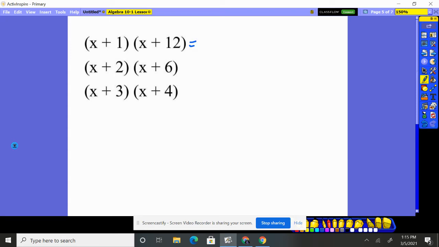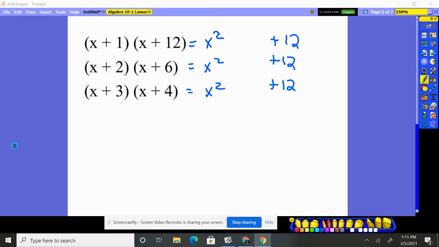Now, if we do this, we're going to get x squared for every one of these when we do these opening parts. When we do the x times x, every one of them is going to give us the x squared. Every one of them at the end is going to give us this plus 12. The thing is, every one of them is going to have a different middle piece. This one is going to have a middle piece of plus 13x. This one will have a plus 8x, and this one is going to have a plus 7x.